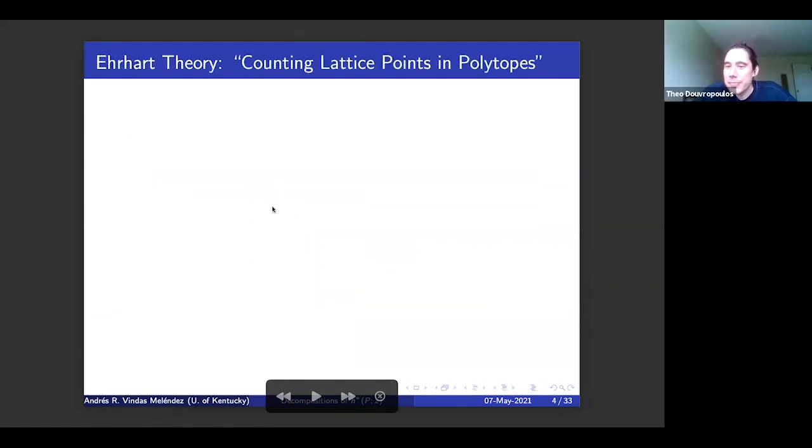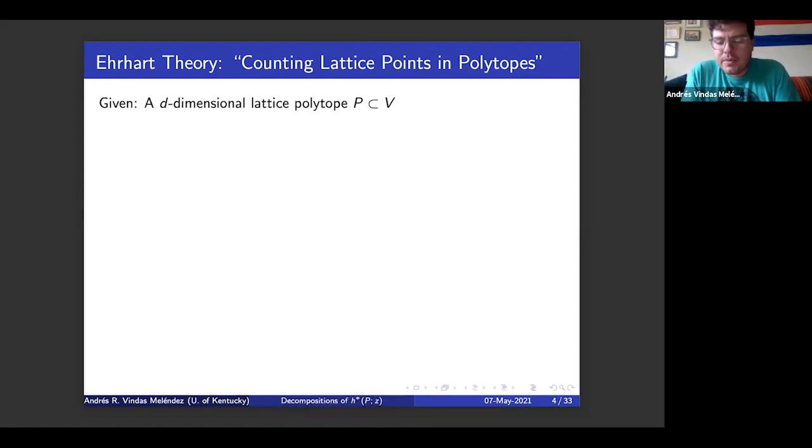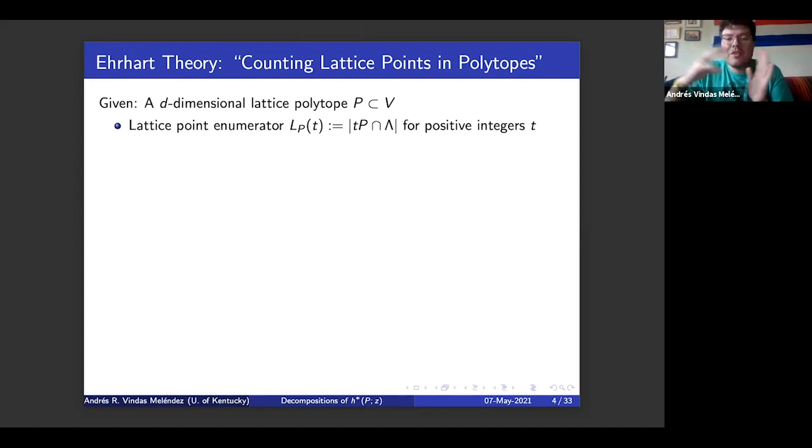Awesome. And so, again, maybe Ehrhart theory is something that you might be familiar with, something that you might not, but Ehrhart theory is essentially the study of counting lattice points in dilations of polytopes. So again, I'm given a d-dimensional lattice polytope in a vector space. And so we define this lattice point enumerator where we're just counting the number of lattice points in dilations of the polytope. And that's this t, the t-th dilate for some integral dilate, okay?